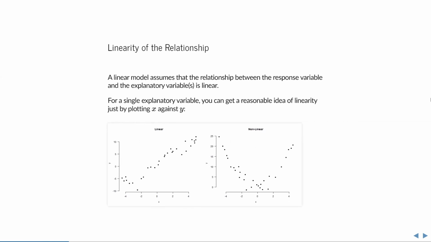A linear model simply assumes that the relationship between the response and the explanatory variables is linear. This doesn't necessarily mean that there is a line, but it does mean that the relationship can be expressed in terms of intercepts and slopes. If there's only a single explanatory variable, then the resulting model would be a line, so you can get a reasonable idea of linearity just by plotting x against y. And you can see two examples here, where the left clearly shows a linear relationship, and the right shows a quadratic relationship, which is not linear.